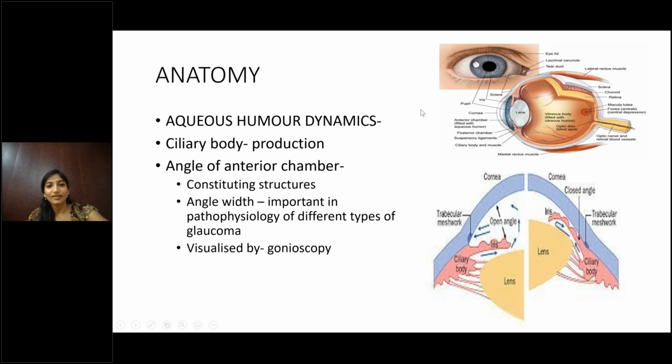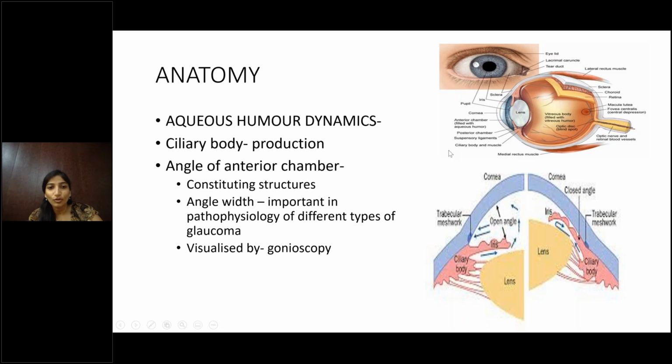Okay, we've discussed the aqueous humor dynamics, the production of aqueous through the space between the zonules and the lens. It comes behind through the pupil and is drained. So if there is decreased drainage, then it will lead to raised intraocular pressure, which can cause damage to the optic nerve head, which is called glaucoma.